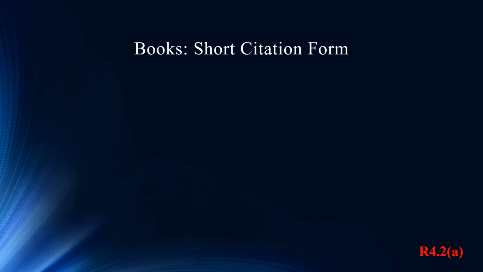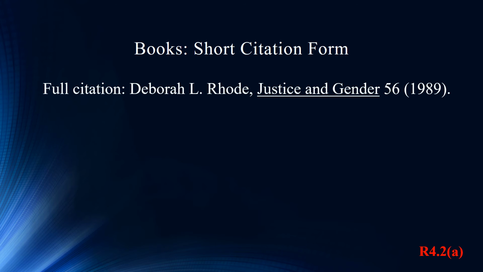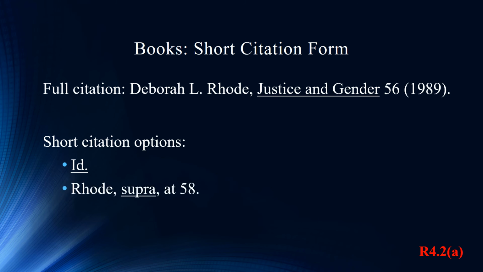Finally, let's look at how to short cite a book. The full citation is provided above. The use of id is appropriate if you are using a short citation form for a book, but only if the book was the immediately preceding authority. If it is not the immediately preceding authority, use supra. Shorten it to the author's last name, followed by a comma and a space, and then supra, space, and then at, space, and the pin cite page, followed by a period.